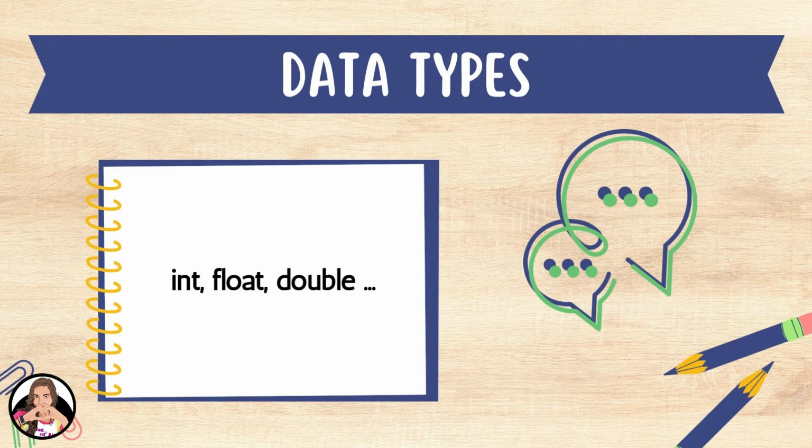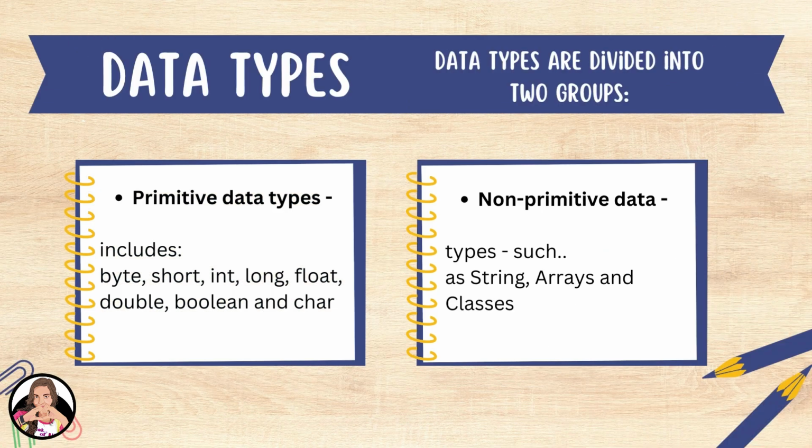Remember that data types are divided into two groups. We have primitive data types and non-primitive data types. The primitive data types include byte, short, int, long, float, double, boolean, and char. Non-primitive data types are such as string, arrays, and classes. You will learn more about this in my another video.